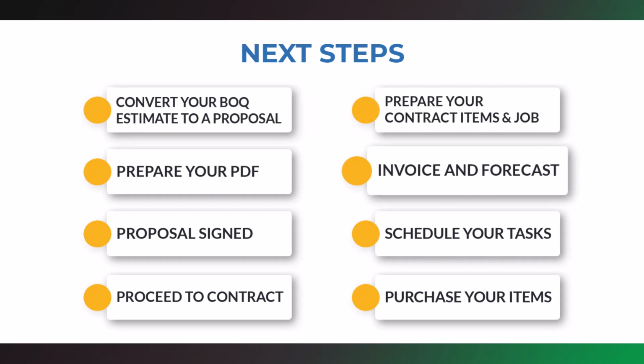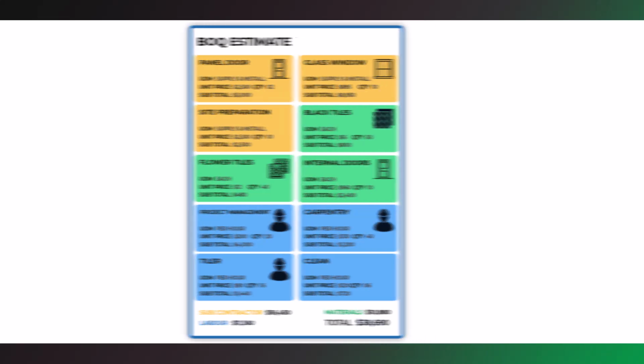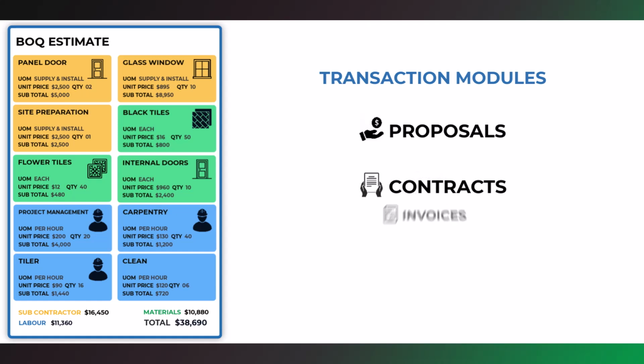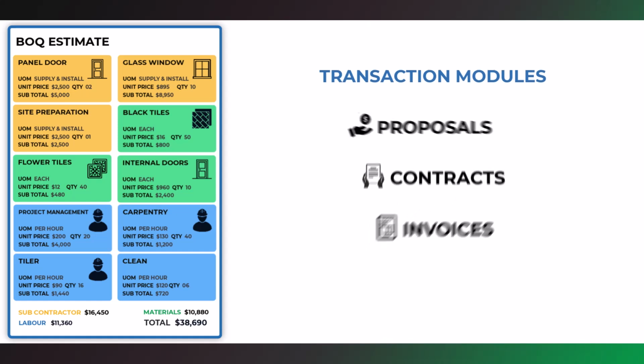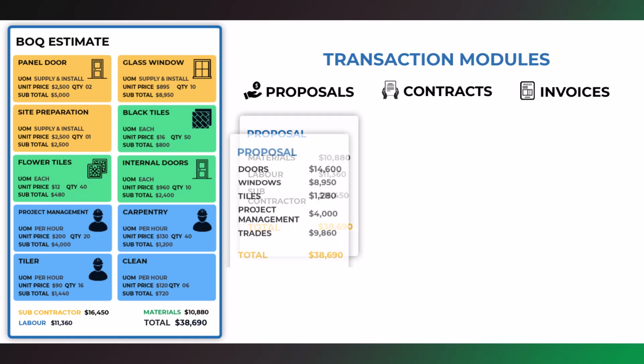a proposal and how this impacts your invoice and forecasting. Zoho consists of 3 transaction modules: proposals, contracts, and invoices. When a BOQ estimate is converted to a proposal, the items from the BOQ estimates are transferred to the proposal. These items can be grouped. There are multiple ways to group your BOQ items.